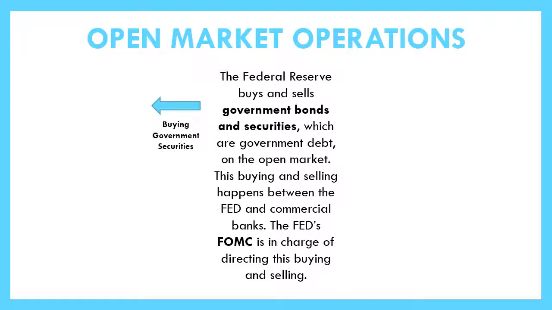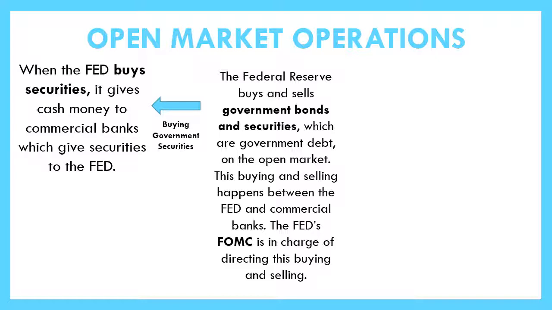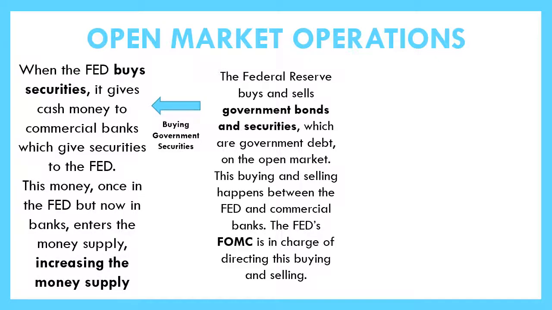Now, let's say that they decide to buy government securities, meaning the Federal Reserve decides to buy government securities from commercial banks. Well, what that means is that in order to receive those government securities, the Federal Reserve must provide money to the commercial banks. And so this exchange happens where the Federal Reserve gives cash money to the commercial banks, and the commercial banks in return give government securities to the Fed. What that actually does is taking money that was never in the money supply, it was just sitting at the Federal Reserve, and putting it into the money supply.